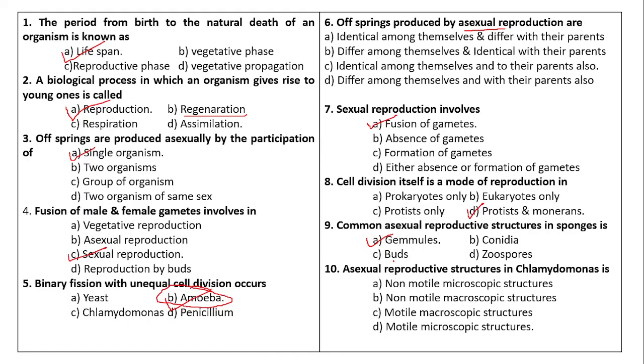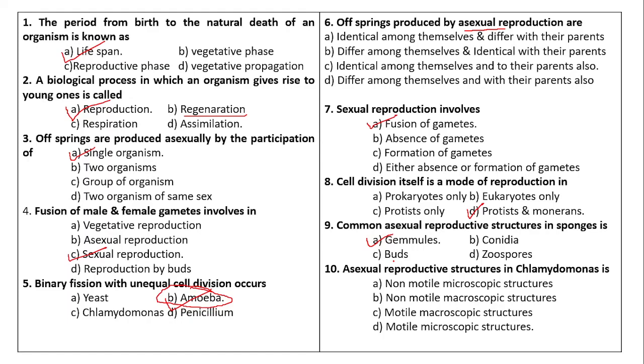Asexual reproductive structures in Chlamydomonas is. Option A, non-motile microscopic structure. Option B, non-motile macroscopic structure. Option C, motile macroscopic structure. And option D, motile microscopic structure.